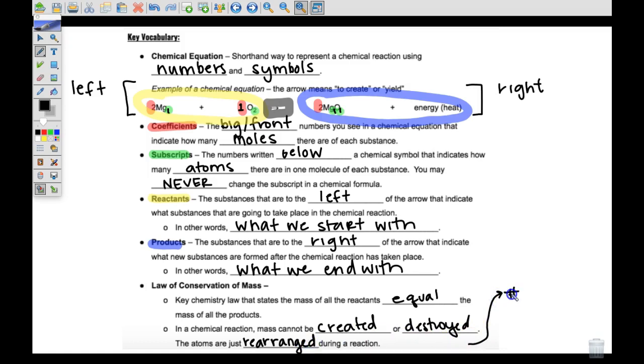So the number of atoms will be the same before and after the reaction takes place. So in chemistry, mass comes from the atoms, not the molecules.